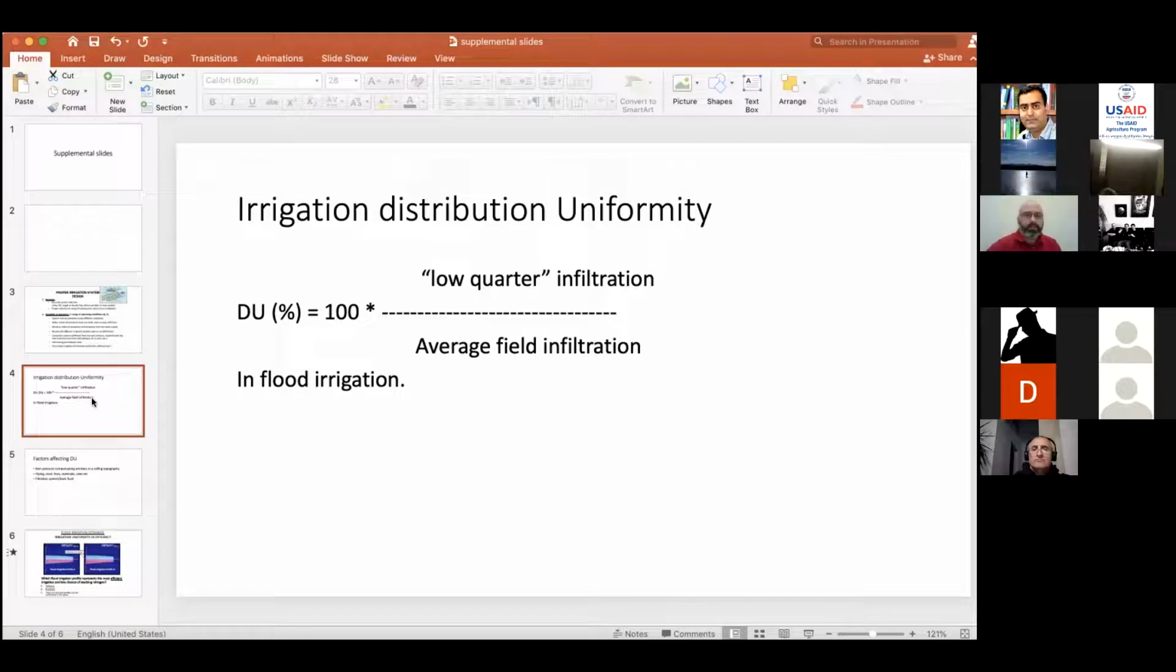For example, in flood irrigation, the distribution uniformity is basically, as a percentage, from the low quarter infiltration, basically the part of the field where your water infiltration is slow, and you divide that factor by the average field infiltration across the whole field. Infiltration is basically the rate of water moving down in the soil profile. So you divide low quarter infiltration by the average field infiltration, and you get your distribution uniformity.